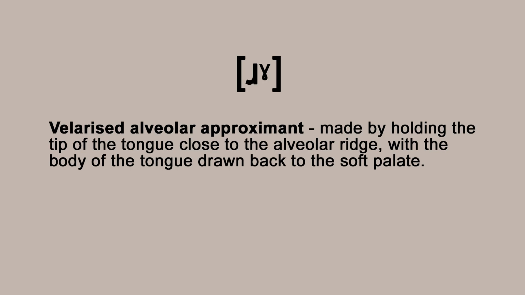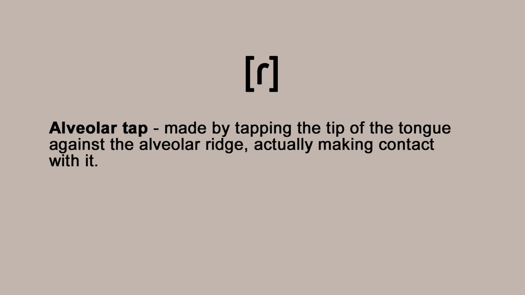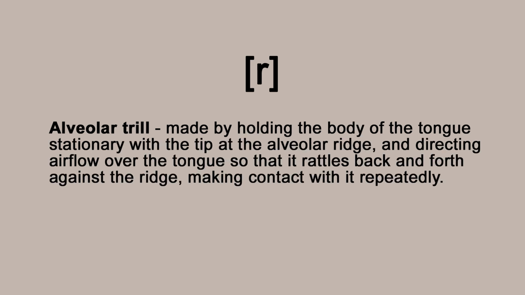Other dialects use a retroflex version of the sound, where the tip of the tongue is near the alveolar ridge, but curled back on itself. Other dialects still use an alveolar tap, where the tongue actually comes into contact with the alveolar ridge, or sort of taps it on the way past. Some dialects use an alveolar trill, where you hold the body of the tongue still and blow air past the tip of the tongue so it vibrates back and forth against the alveolar ridge. I think this is what most people mean when they talk about a rolled R.